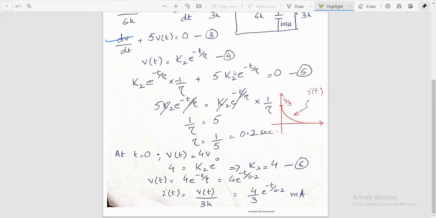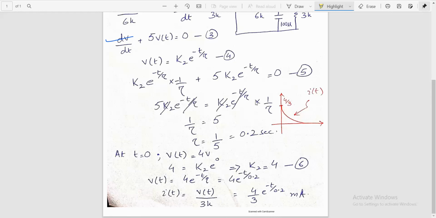So let us resume the analysis. We were on equation number 4. As I said, it is a homogeneous equation, so there will be no k1. We'll only be dealing with the solution v of t is equal to k2 times exponential of minus t over tau. Putting this value of v of t of equation 4 in equation 2, or simply equation 3, yields k2 times exponential of minus t over tau times minus 1 over tau, so we are simply taking the derivative, plus 5 times k2 exponential of minus t over tau is equal to 0. This is equation number 5. Simplifying this equation gives us the value of tau, which is equal to 0.2 seconds, right?